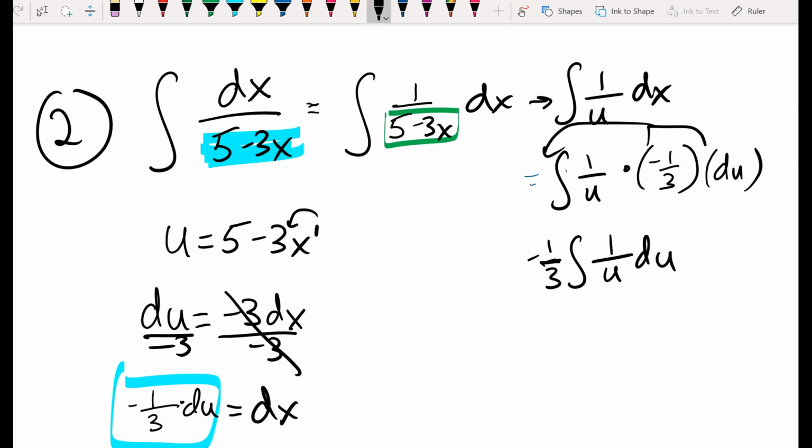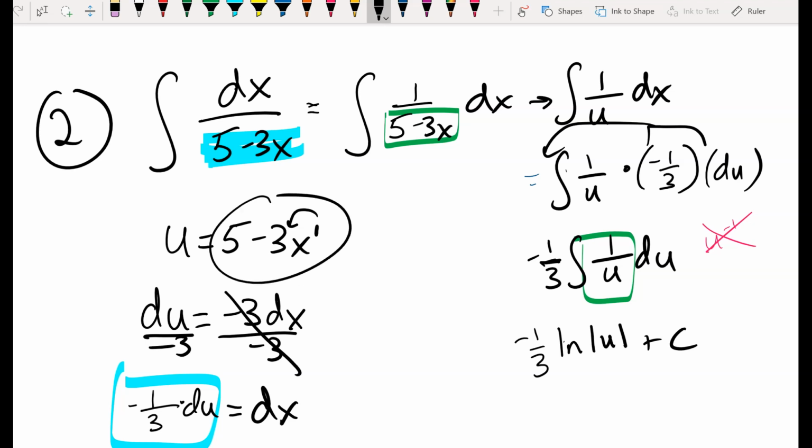The problem is, I don't really know how to work with 1 over u. You could try to make it u to the negative first and use a reverse power rule, but that's not going to work. So you need to recognize that this is one of those special antiderivatives, right? That 1 over u, that's the derivative of ln of the absolute value of u plus c. Of course, I need to substitute back in. So my final answer is negative 1/3 ln the absolute value of 5 minus 3x, plus c.